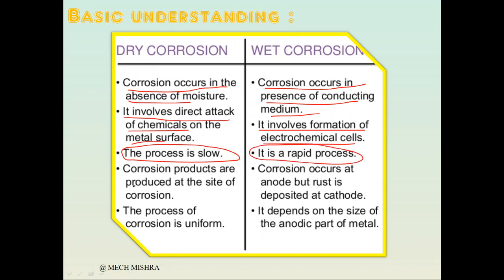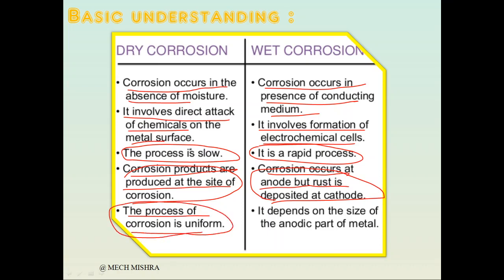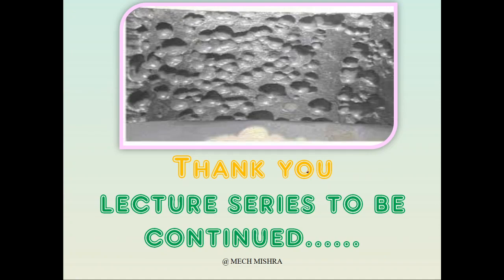So this is important. Here corrosion products are produced at the site of corrosion. In wet corrosion, corrosion occurs at the anode but rust is deposited at the cathode. So this is also important. And the last one is that the process of corrosion is uniform in dry corrosion, but in wet corrosion it depends on the size of the anodic part of the metal. So this is the basic difference between dry corrosion and wet corrosion.